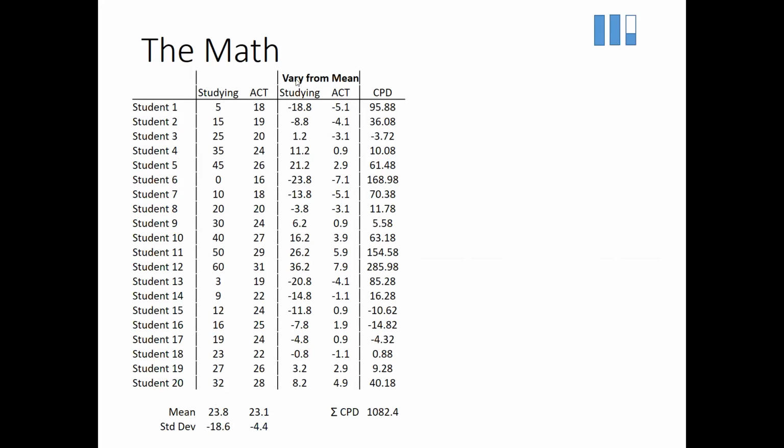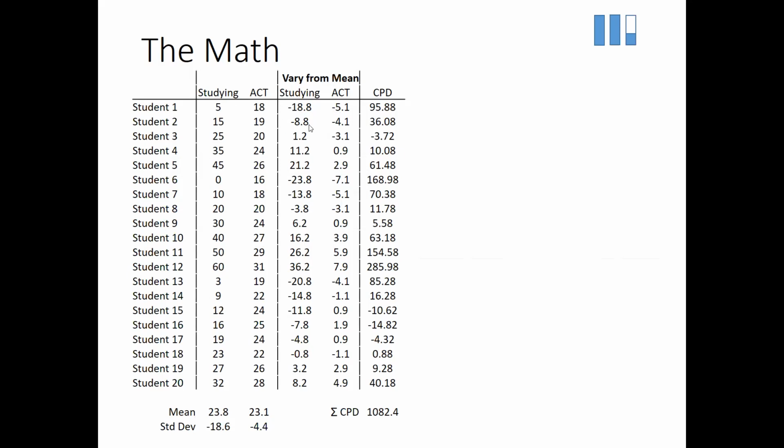So the deviance from the mean, how these vary, 5 hours is 18.8 hours less than the mean, and the ACT score of 18 is 5.1 points away from the mean as well. Okay, you see that? Pretty easy. I'm not blowing your minds or anything, right? Good. Okay, so that's the calculation of the variance for student 1.